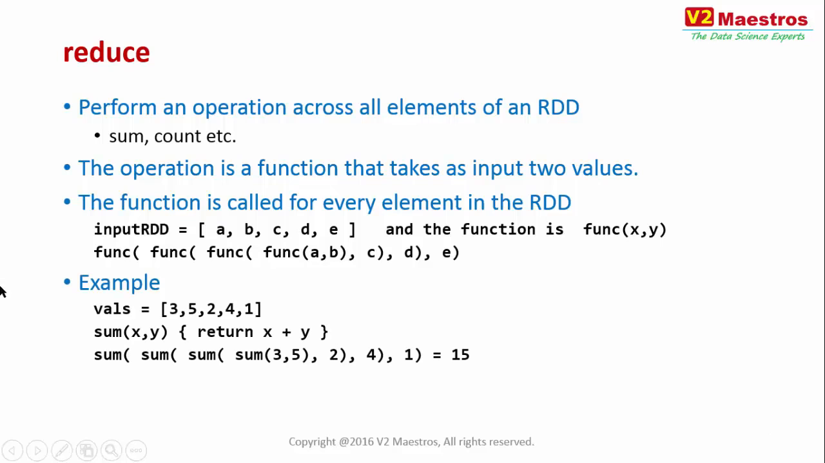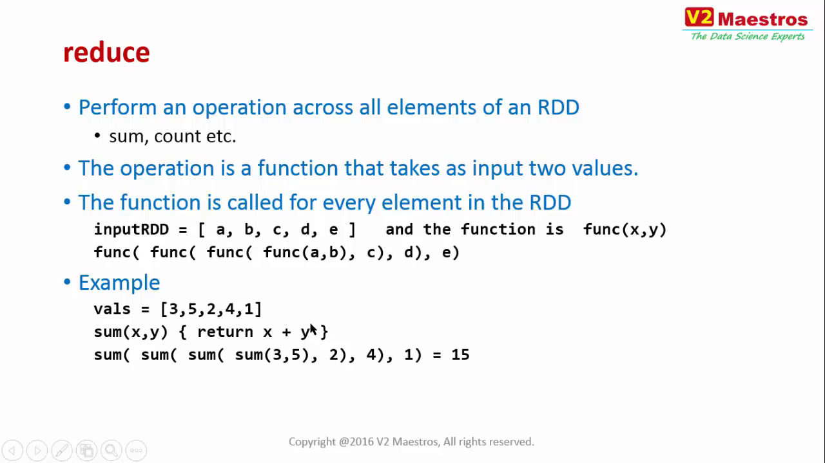An example, let's say there is an array vals. This is actually an RDD of simple numbers. There are a set of 5 numbers in this RDD, and you have a simple function called sum x comma y, which returns x plus y. It's a very simple function that takes 2 parameters x and y and returns x plus y.